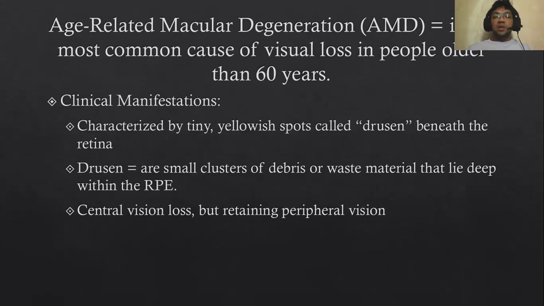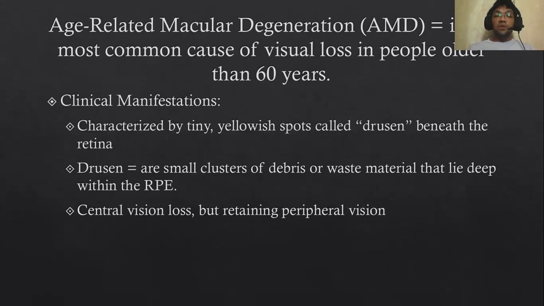Clinical manifestations: it's characterized by tiny yellowish spots called drusen beneath the retina, if the doctor is going to visualize it with the same diagnostic procedures that I've mentioned during retinal detachment. Drusen are small clusters of debris or waste materials that lie deep within the RPE of our eyes.